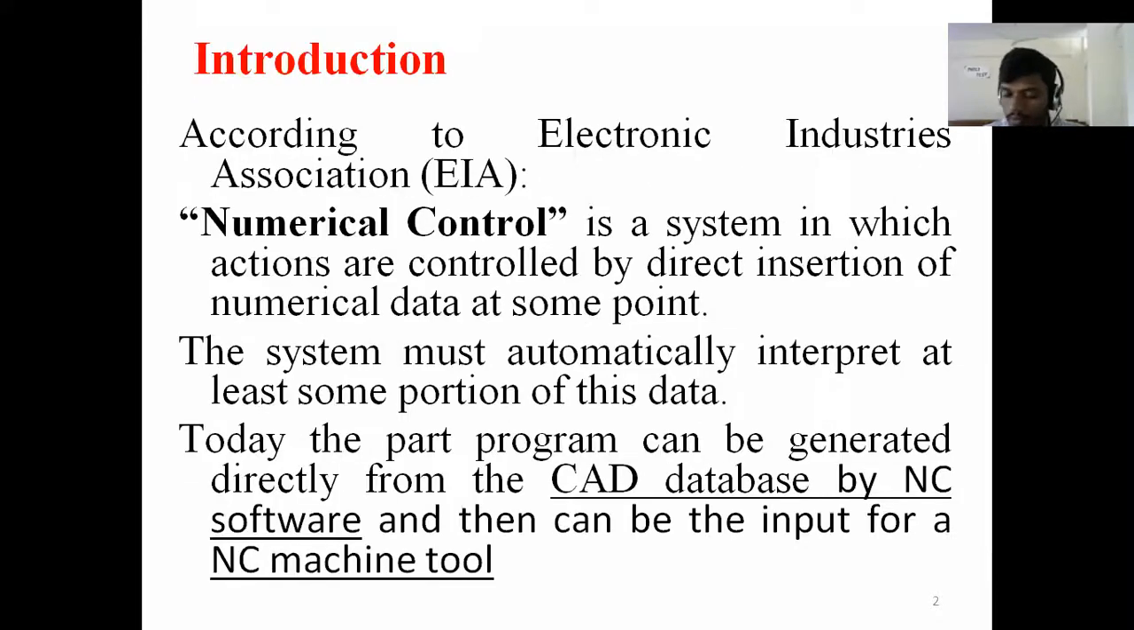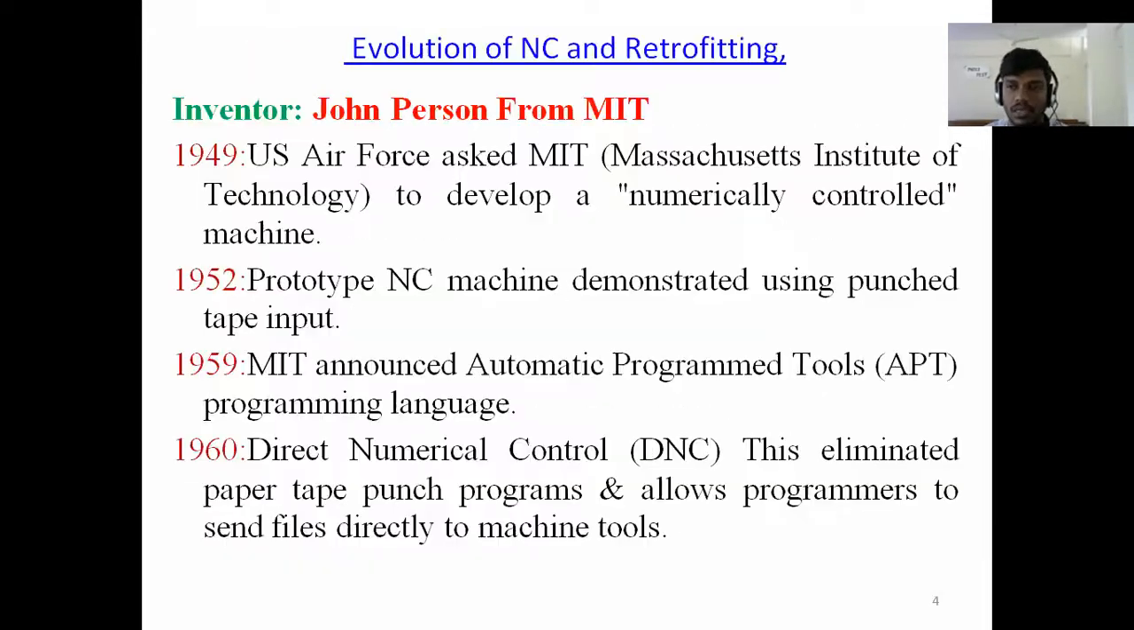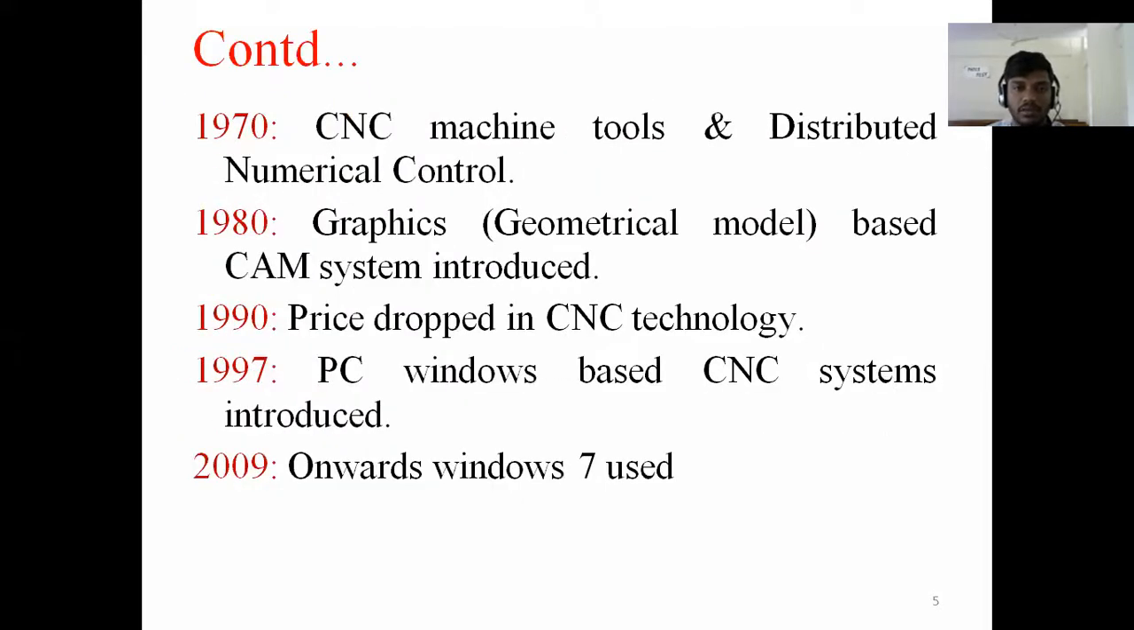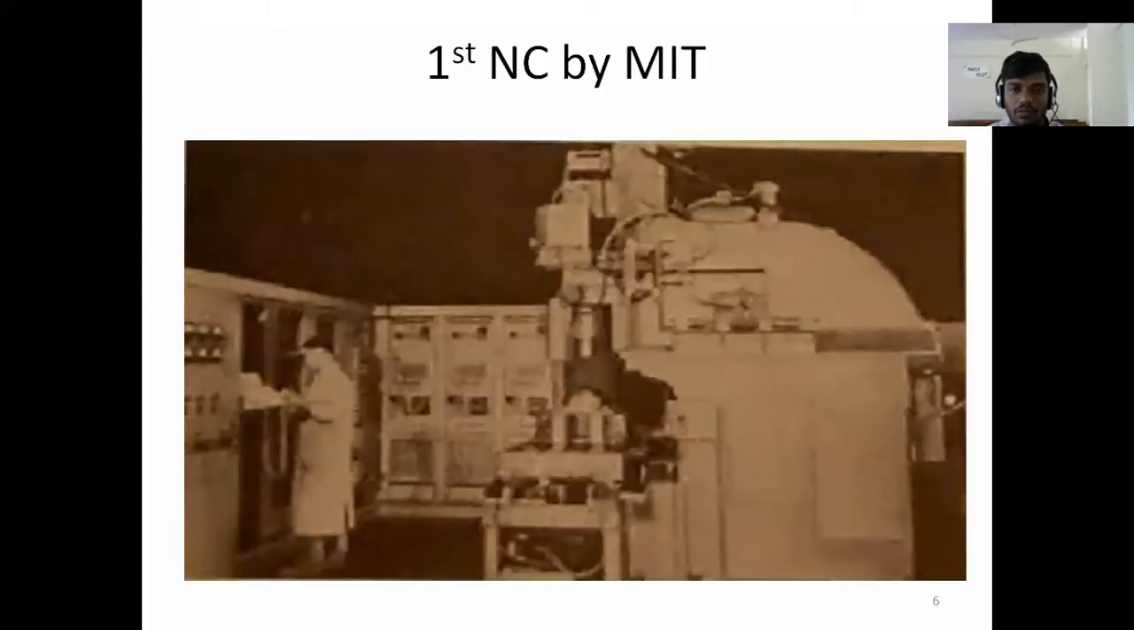Okay, so we have seen some introduction to the numerical control system in the last lecture. Then this is the history of the NC manufacturing machine, how the Massachusetts Institute of Technology developed the first numerical control machine in 1949. From there they started inventing modifications of those machines, and later on we got the first ENC machine from the MIT Institute.